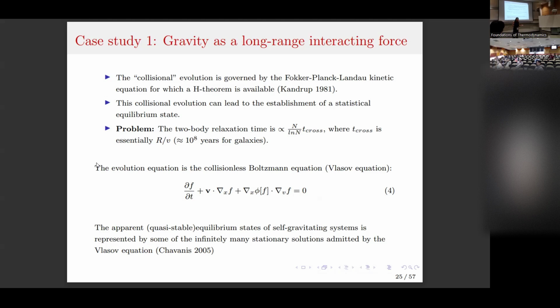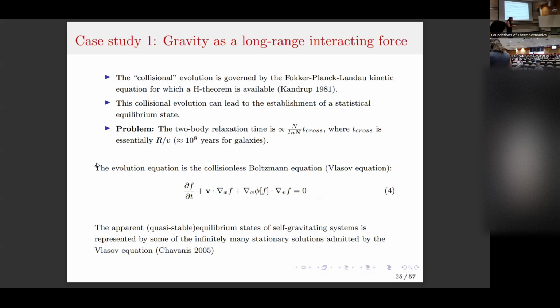So this led to a very important foundational problem. And it forced some physicists working on this approach to replace the evolution equation with the collisionless Boltzmann equation, which is also called the Vlasov equation, that was originally used to study plasma. By using that, they derived a relaxation time that wasn't dependent on the number of particles, so they solved that paradox of stellar dynamics.